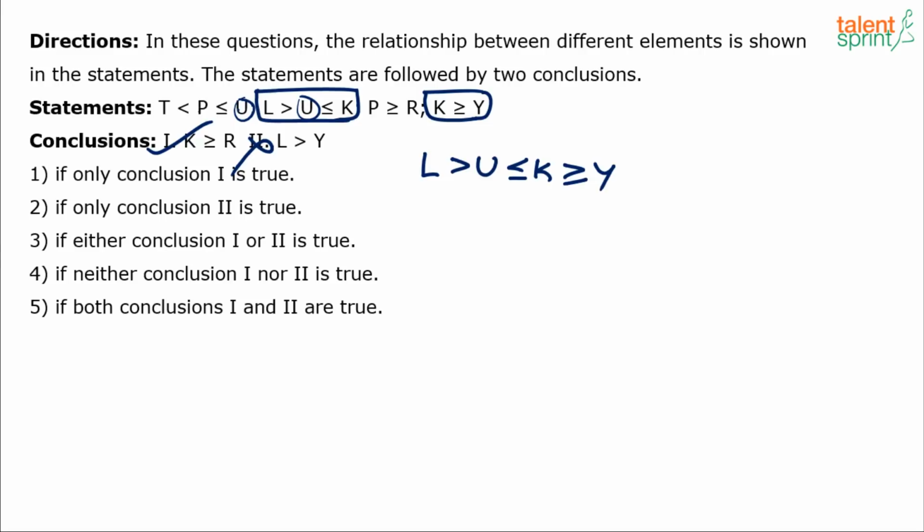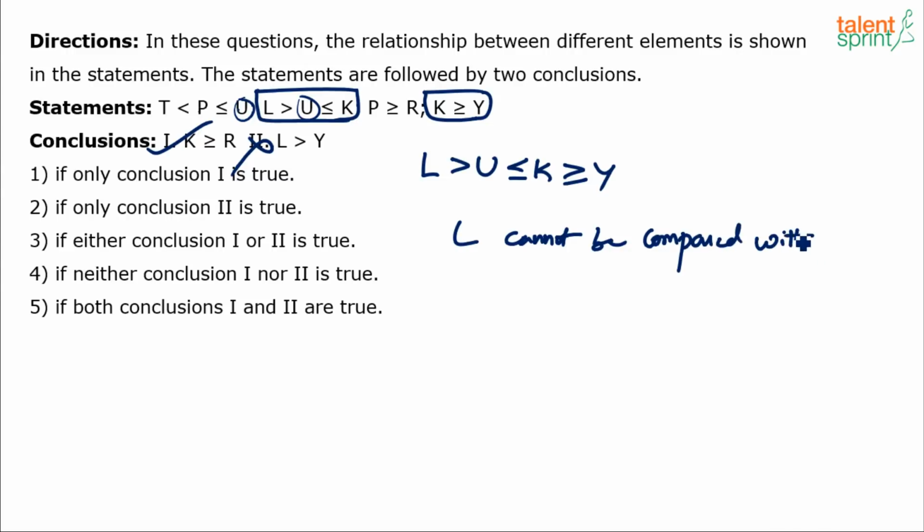Now the point is, even before reaching Y, by the time I reach K, what happens? L greater than U, U less than or equal to K. Greater, lesser. These are dissimilar inequalities. Remember, whenever we find dissimilar inequalities between 2 variables, those 2 variables cannot be compared. L cannot be compared with Y.